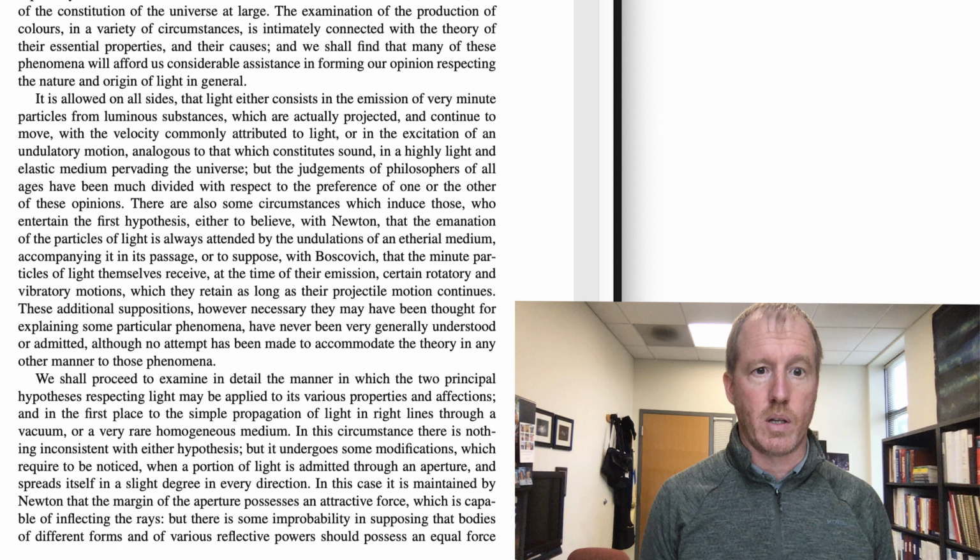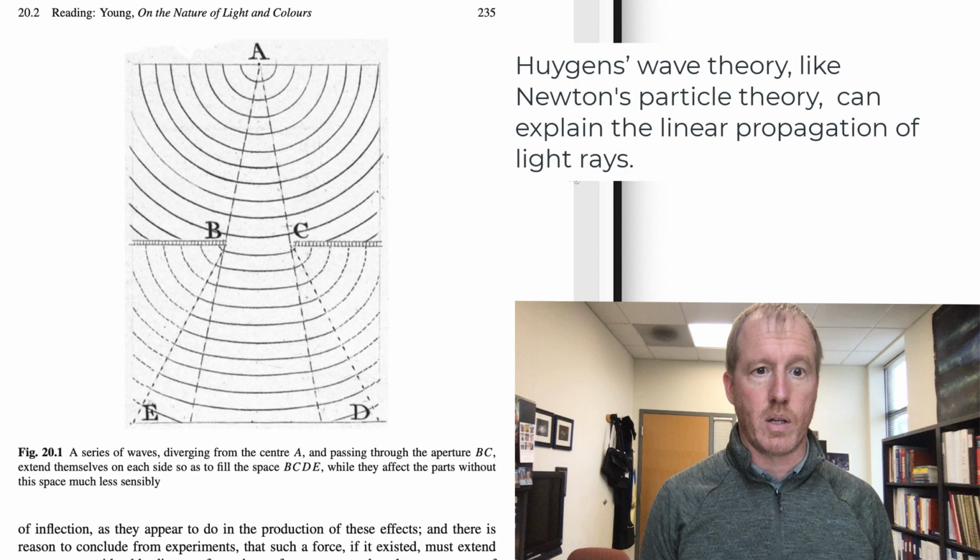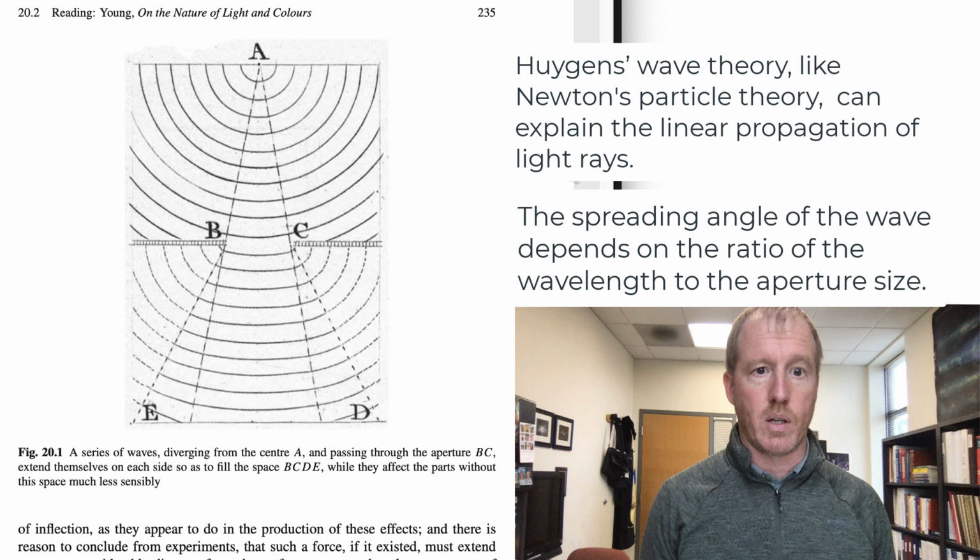And moreover, and this is something that Young points out on the next page, where this could be seen as a problem, Huygens is able to explain that it travels in a straight line with a little bit of spreading, and the amount of spreading depends on the wavelength of the light. So he mentions that if you have water waves traveling through an aperture, there's quite a lot of spreading beyond the aperture. But if you have waves of shorter wavelength, the spreading is less and less as the wavelength gets smaller and smaller compared to the aperture size.